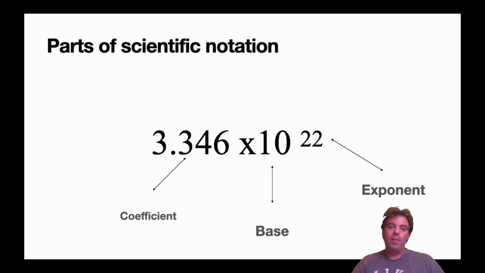So let's see. What are the parts of scientific notation? We have a number, that's called the coefficient. We multiply it by another number, that's the base, and we raise it to an exponent. Those are the three parts of scientific notation as opposed to standard notation. But what does that mean?